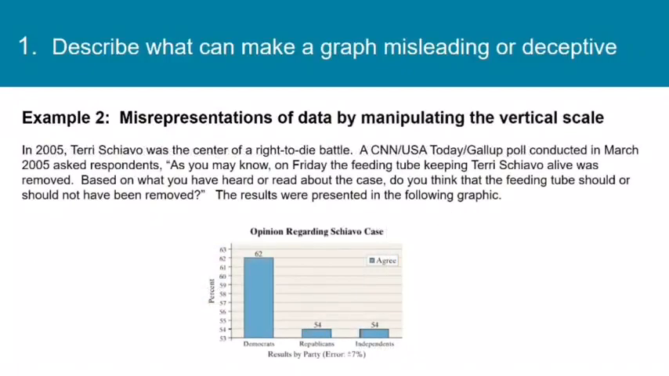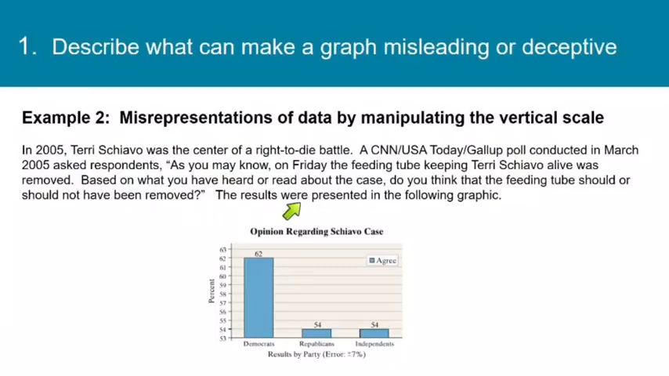And here's another example. In 2005, Terri Schiavo was the center of a right-to-die battle. A CNN USA Today Gallup poll conducted in March 2005 asked respondents, "As you may know, on Friday the feeding tube keeping Terri Schiavo alive was removed. Based on what you have heard or read about the case, do you think that the feeding tube should or should not have been removed?"